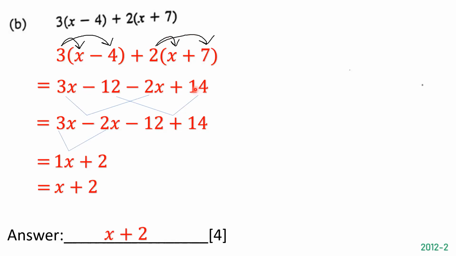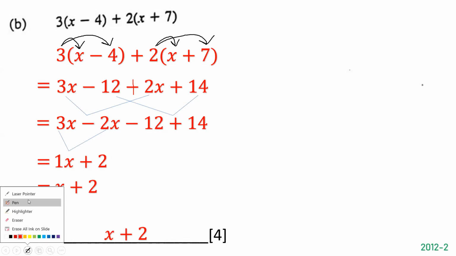which is 14. I noticed that I made a mistake on this question, because if you look carefully, this is supposed to be positive x, not negative. So it is actually positive, because 2 times x is positive 2x. I'm not supposed to have that as a negative. So 2 times x is positive 2x, and 2 times 7 is definitely 14. Okay, good.